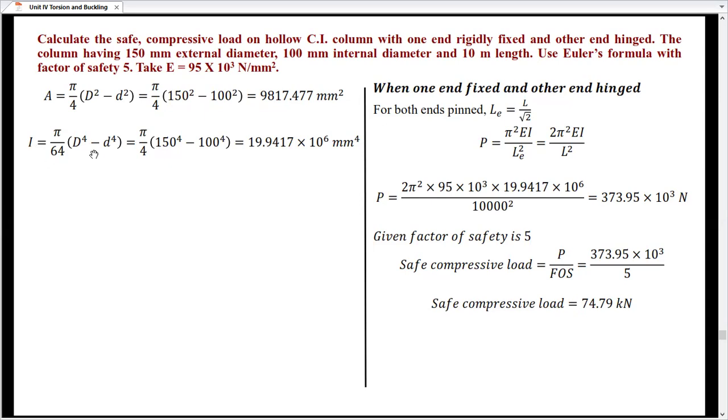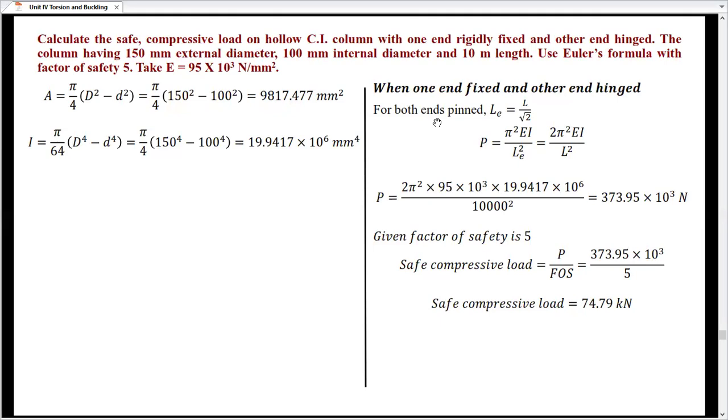Now the area moment of inertia is pi by 64 into d raised to 4. Instead of d raised to 4, we write 150 raised to 4 minus 100 raised to 4. So we get the value of I, that is 19.9417 into 10 raised to 6 mm raised to 4. So first we find the area and moment of inertia. Now we'll apply the end condition.